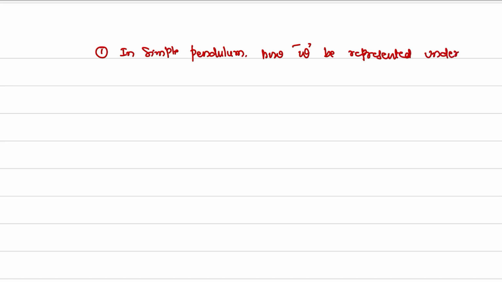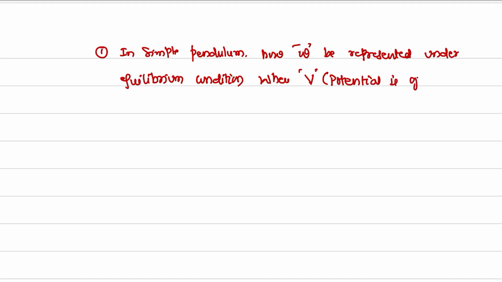Now, in the simple pendulum, the question is how the angular frequency omega can be represented under equilibrium conditions when the potential V is given with respect to angle theta. This is our question. How do we have to do it?